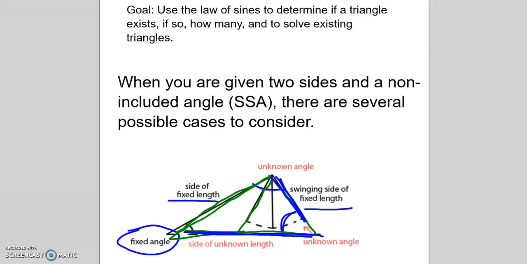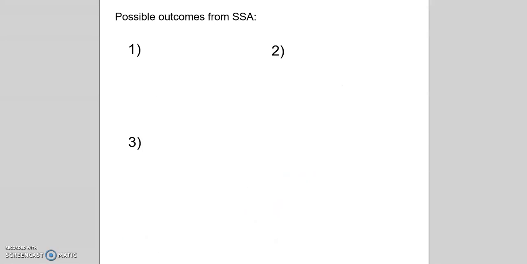So we need to use the law of sines to figure out if the triangle exists, if there's exactly one triangle, or if there ends up being two triangles. So we can talk about the specific cases that occur when given side-side-angle. So the first one is when we only have one triangle created.